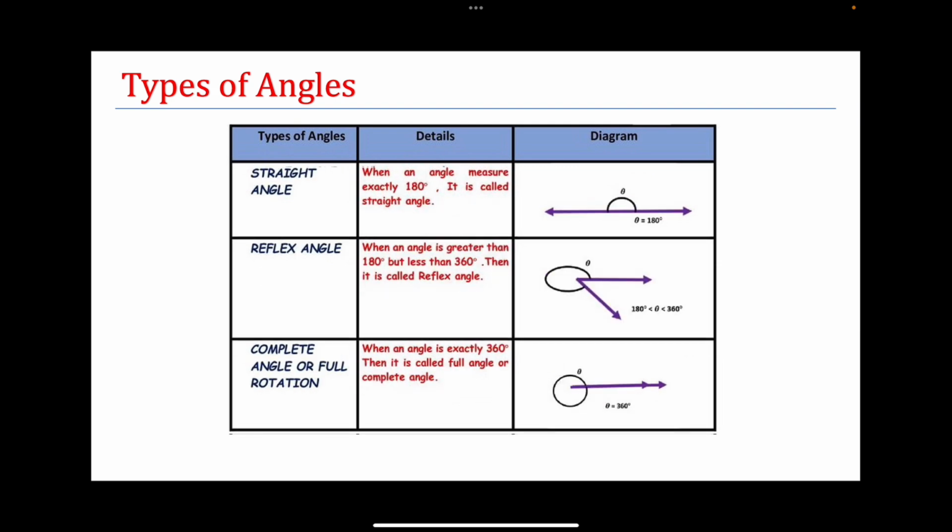If the measure of the angle is exactly 180 degrees, it is called a straight angle. If the measure of the angle is between 180 degrees and 360 degrees, it is called a reflex angle. If the measure of the angle is exactly 360 degrees, it is called a complete angle or full rotation. So these are the types of angles based on the measurement.